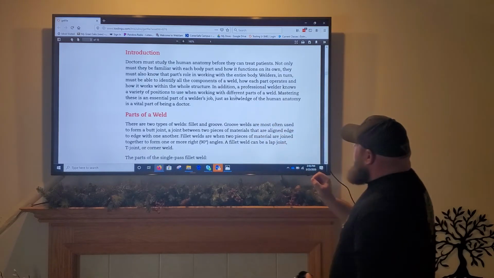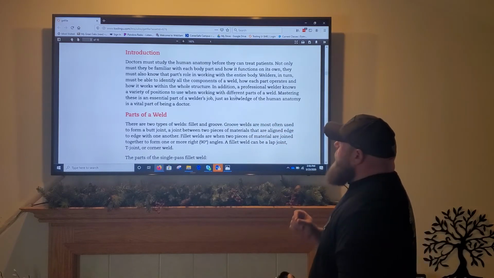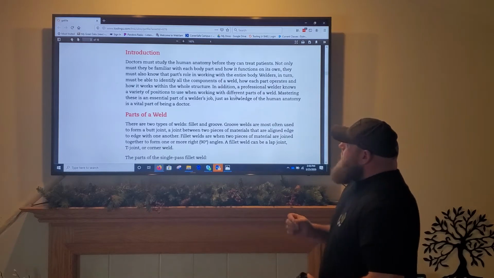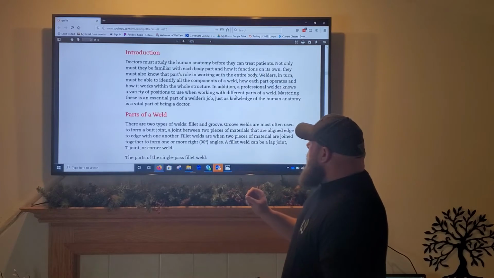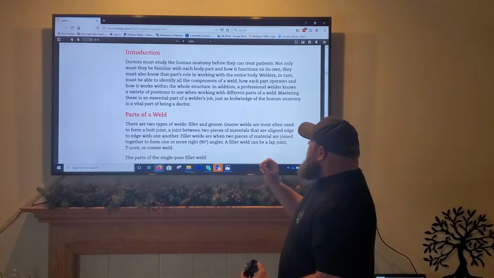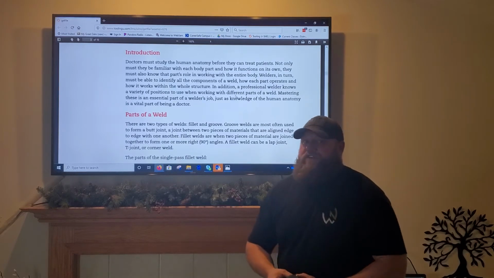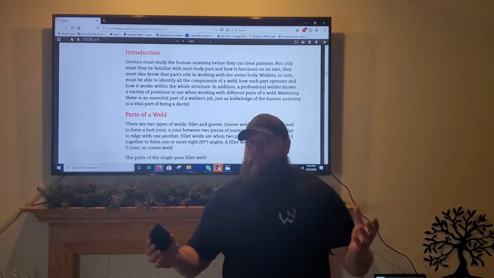In addition, a professional welder knows a variety of positions to use when working with different parts of a weld. Mastering these is an essential part of a welder's job, just as knowledge of the human anatomy is a vital part of being a doctor. So you can see how you guys are very similar to doctors, right?